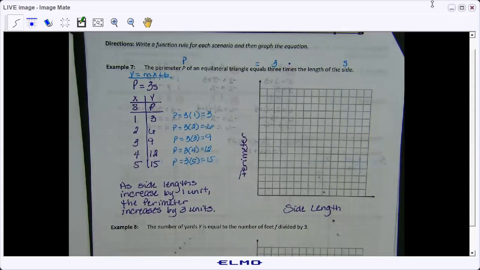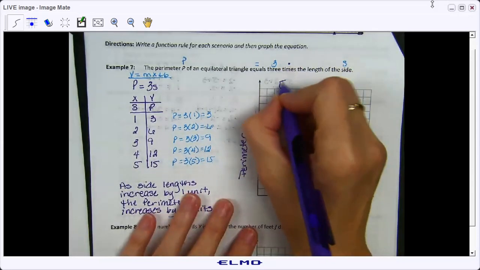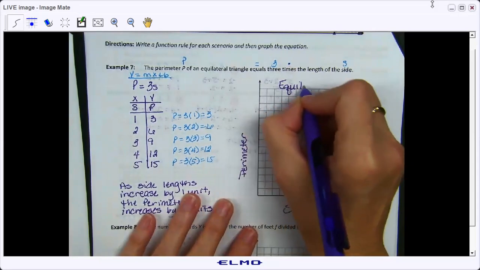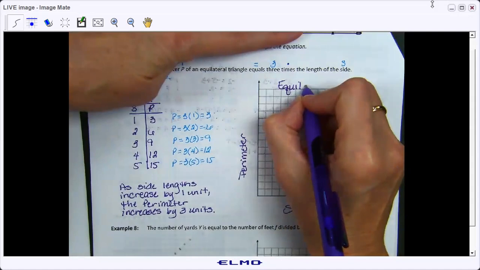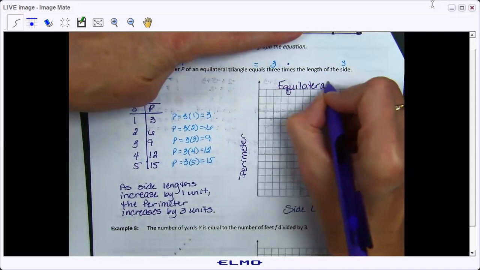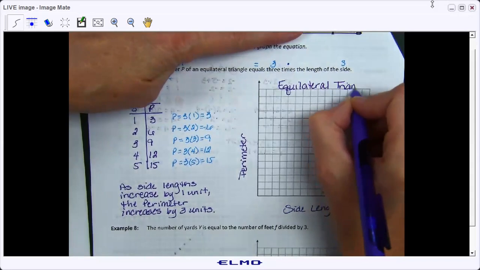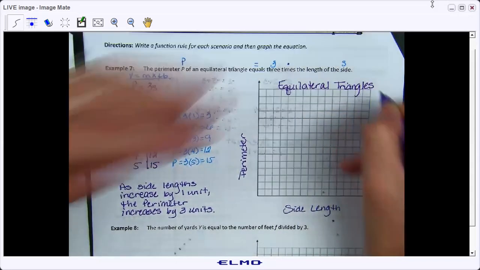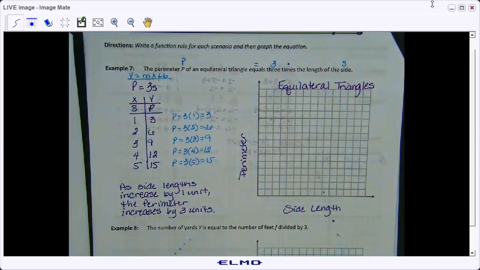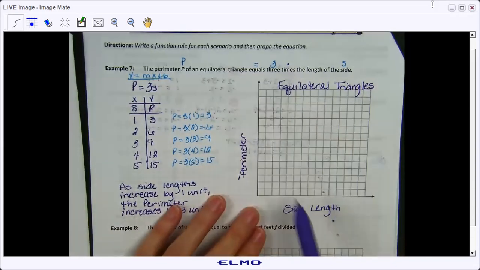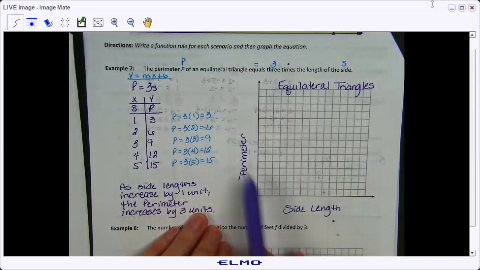And then I need to give my graph a title. All graphs need to have a title. So I'm just gonna name it. Okay, now a lot of students ask me, what does my title need to be? Your title can be anything related to the problem. Okay. We wouldn't name this circles. Circles have nothing to do with this problem, but triangles could be fine. So now we've labeled our graph, the x-axis, the y-axis, and the title.